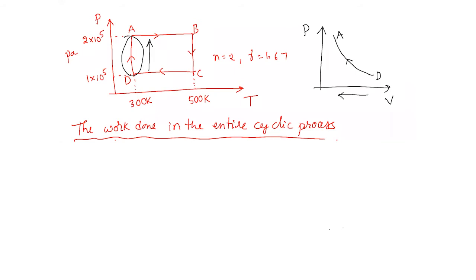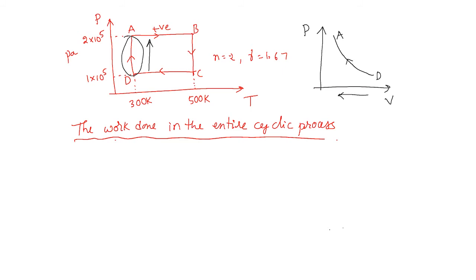Yes, you can convert this PT graph into a PV graph also. So you calculate separately. Here from A to B, is the work done positive or negative? Pressure is constant, temperature is increasing, so volume is also increasing. So work done is positive in the process A to B. So what is that positive amount of work done?